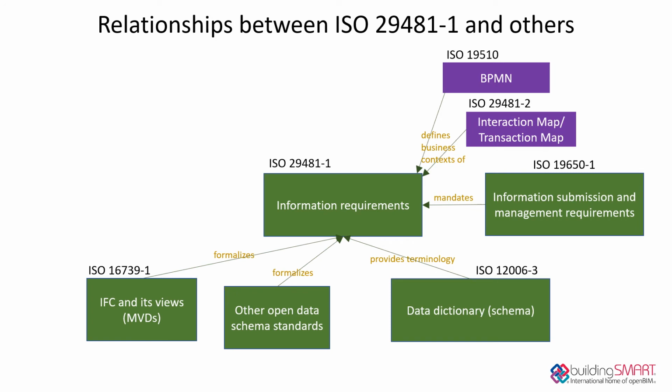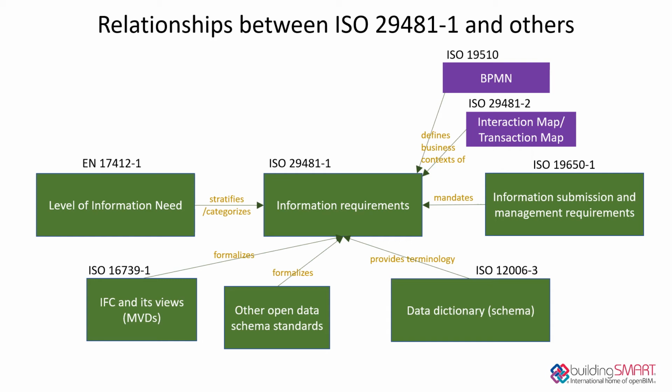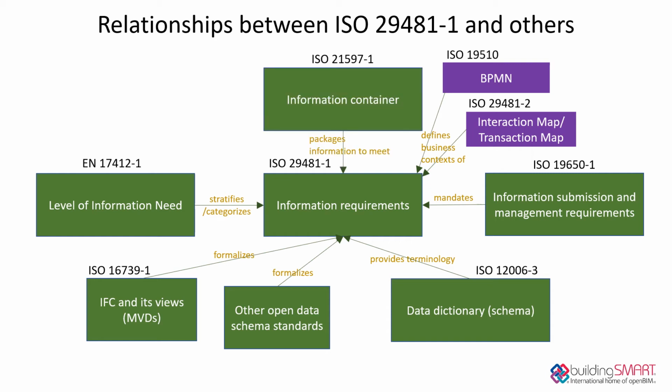ISO 16739 Part 1 IFC and other open data schema standards, including their model view definitions, formalize information requirements into a data schema. EN 17412 Part 1 Level of Information Need, LOIN, categorizes the levels and types of information requirements. Finally, ISO 21597 Part 1 Information Container Standard packages information to meet information requirements.